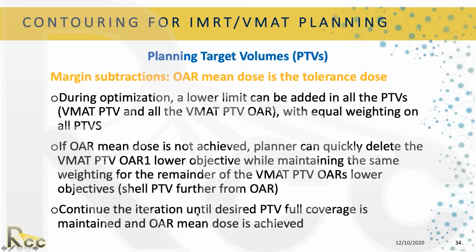You're going to continue this until the desired full PTV coverage is maintained. So you always have to watch that your PTV is still well covered and the OR mean dose is achieved. Basically, you stop right there. Maybe you stop on the OR with 2 millimeter margin, or maybe there was too much overlap and you needed to use the 4 millimeter margin. You're going to see that while you're optimizing. But these are very useful structures.